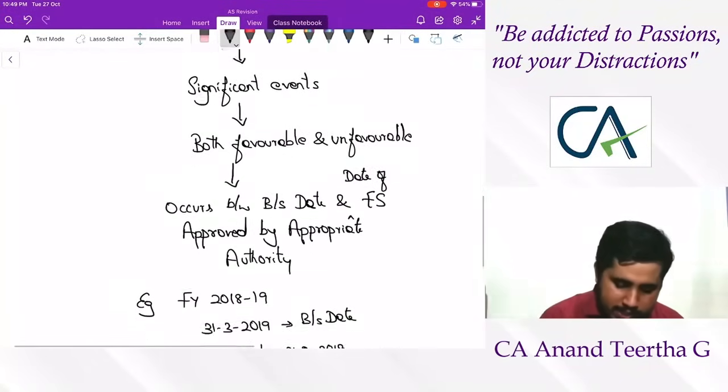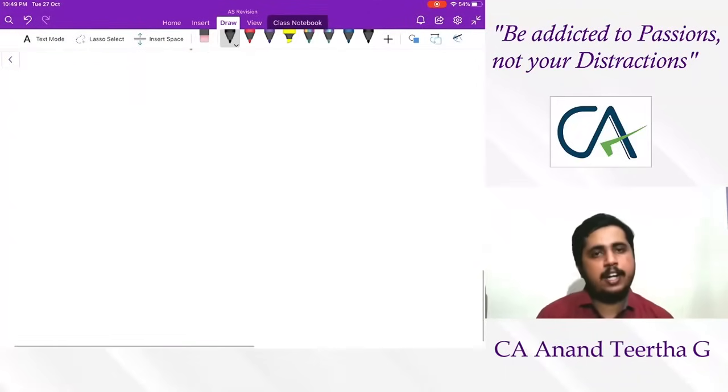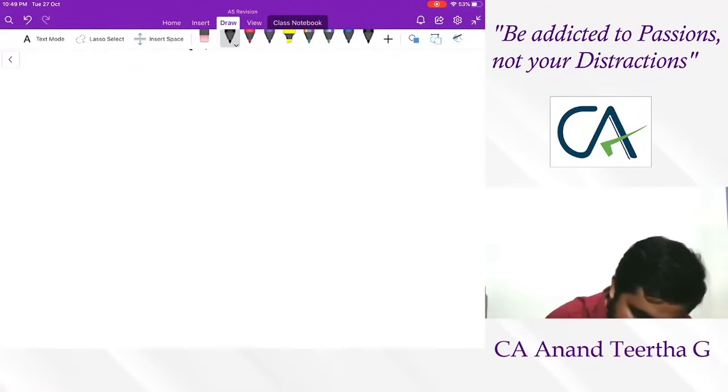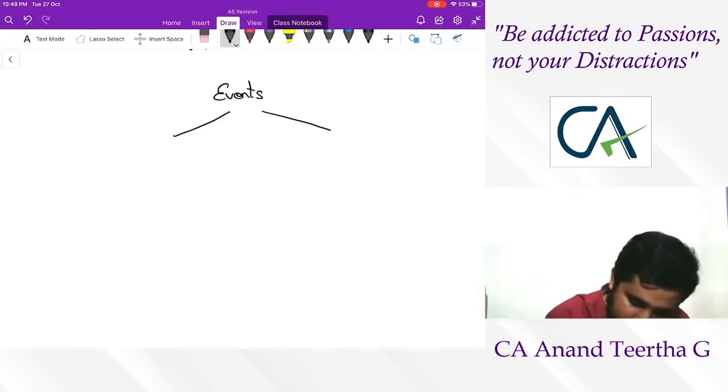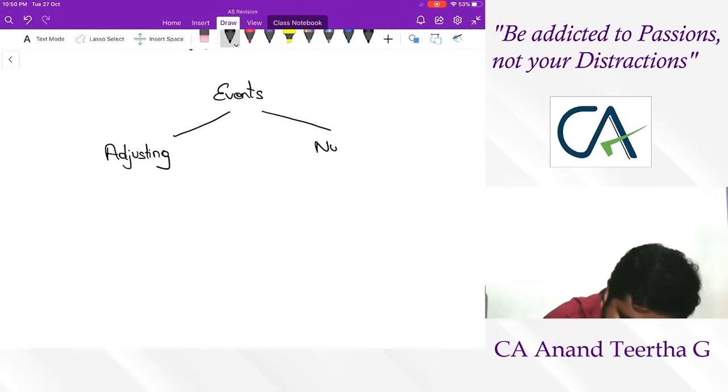Now, once it is contingencies and events occurring after the balance sheet date, what may it lead to? Those events which are considered under AS4 will be divided into two. Either it will be an adjusting event or it will be a non-adjusting event.